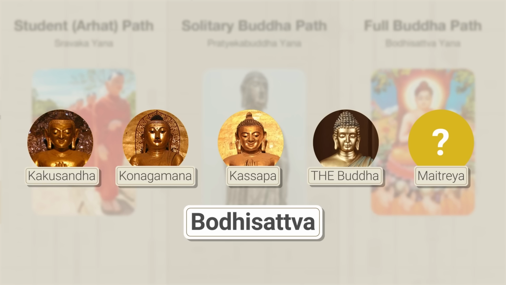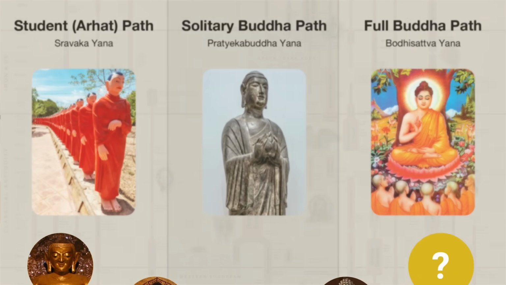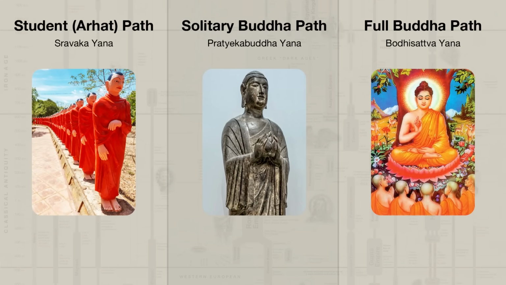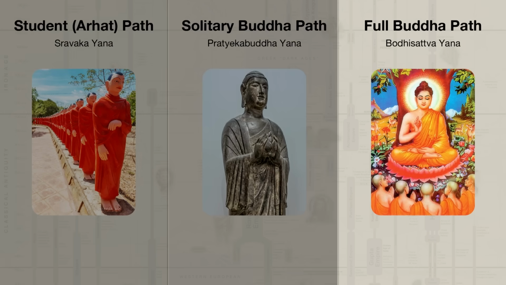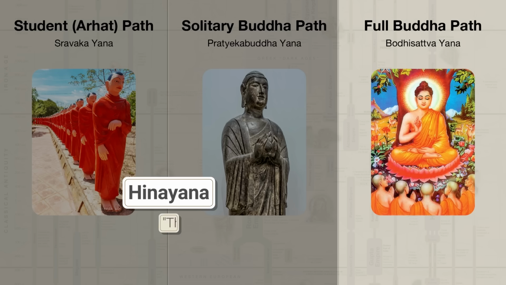In Theravada Buddhism, bodhisattvas are thought to be rare, with Maitreya being the only current one. Like I say, in Theravada Buddhism, most people take the arhat path. And this is where Mahayana Buddhism is very different. In Mahayana Buddhism, the first two paths are viewed as being very much inferior. This is why Mahayana Buddhists refer to Theravada as Hinayana, which means the lesser path.